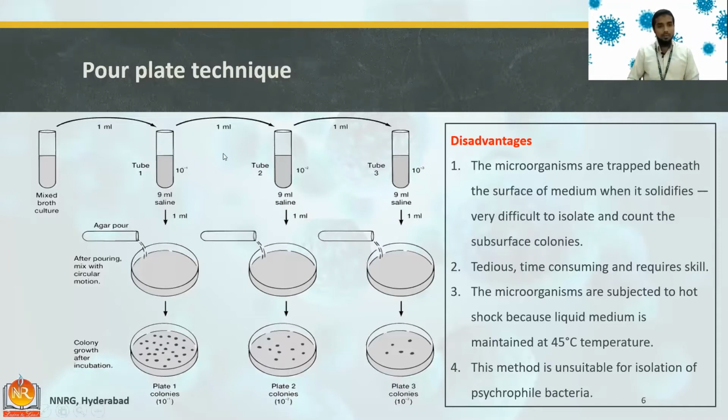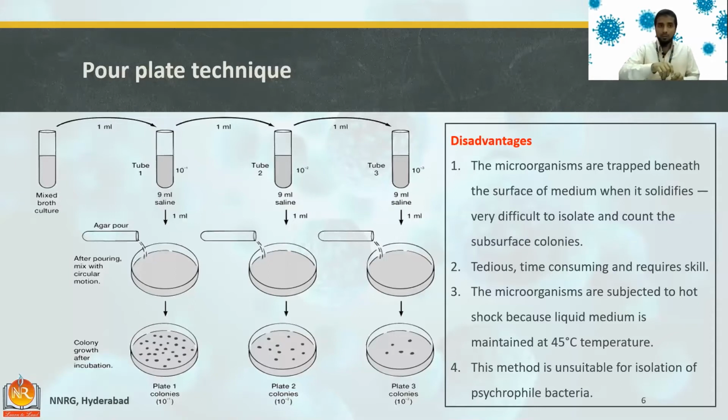So there are certain disadvantages of the pour plate technique, and they are: microorganisms are trapped beneath the surface of the medium when it solidifies. As we are adding bacterial suspension into the broth solution, it is completely mixed, right? And when we are adding the mixture to the petri plate, it is possible for the bacteria to settle on the bottom. As a result, the bacterial culture will be from the top to the bottom. It will be completely like a nail impregnated into the wall. Similarly, the microorganism will be impregnated into the solid medium. So it will be difficult to isolate a particular part.